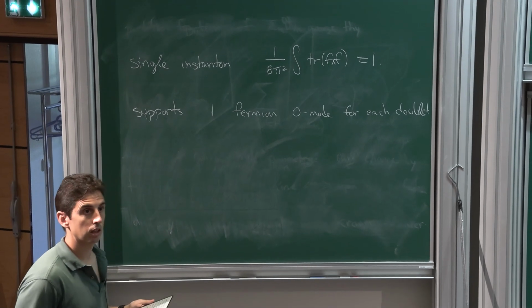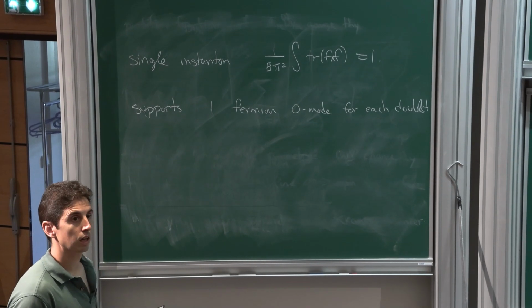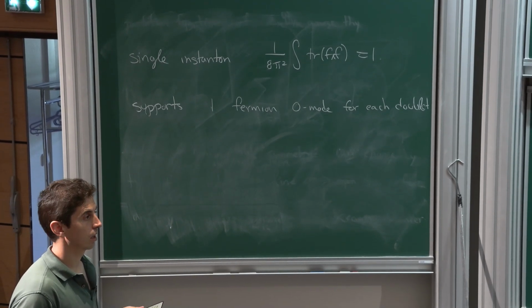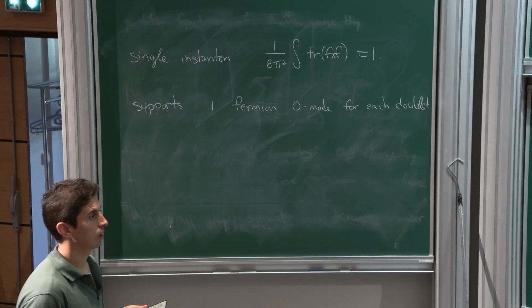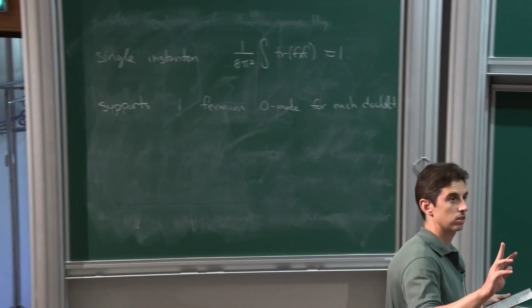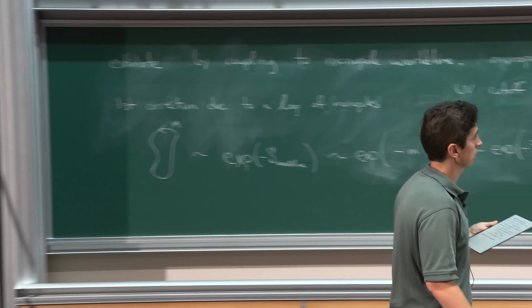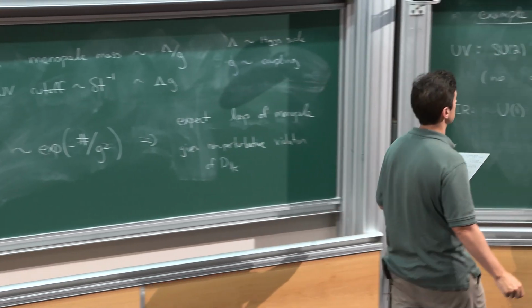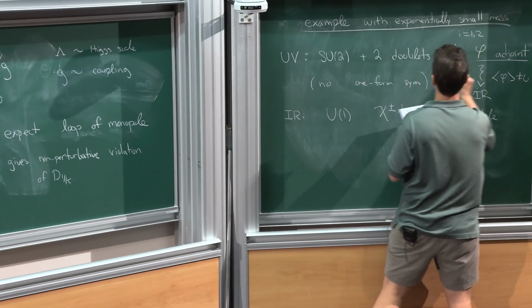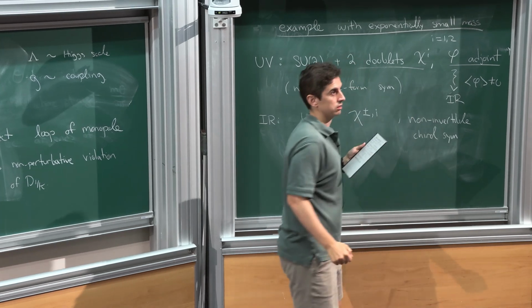Sorry. Maybe I missed something. Why do you mention there's no one-form symmetry there? The doublet is in the adjoint, right? No, doublets are the fundamental. Oh, but you said the adjoint there. Phi is in the adjoint. Phi is in the adjoint. The fermions are in the doublet. Fundamental, yeah.